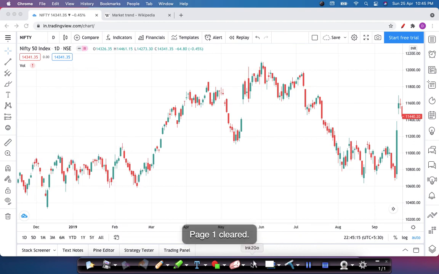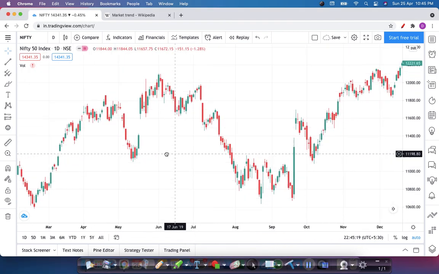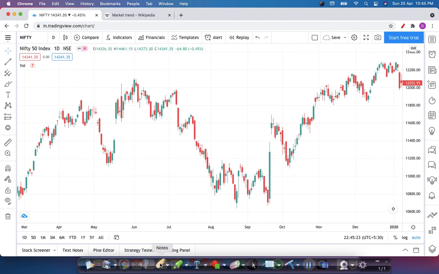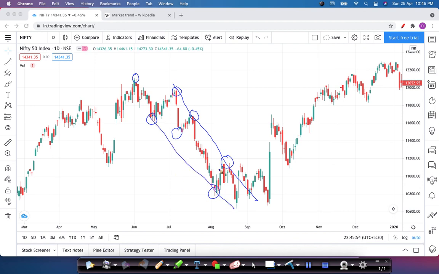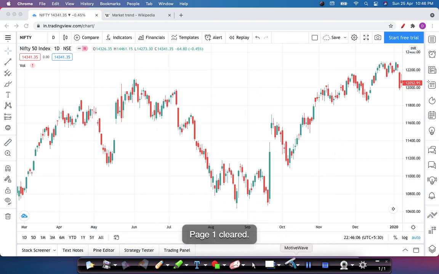Now if I see this here, this is a new high, and this new high is lower than the previous high. In fact, this new high is also lower than the previous high. This is a new low which is lower than the previous low, and this new low is lower again. So the market is clearly in the downtrend. This is the downtrending market. Okay, so that is how you identify the trend of the market.